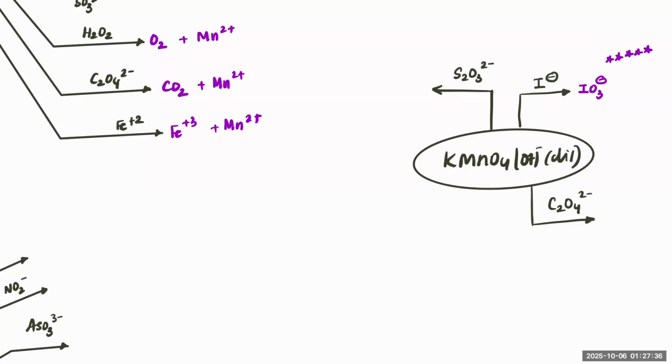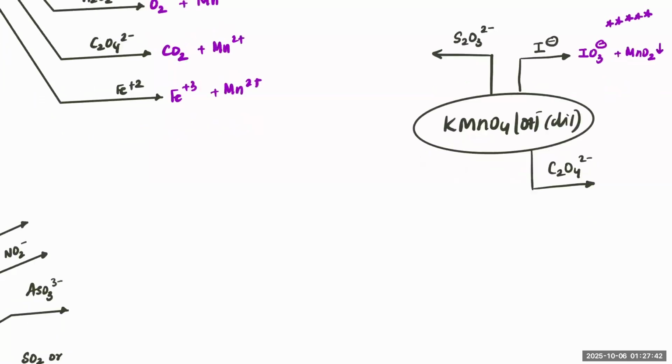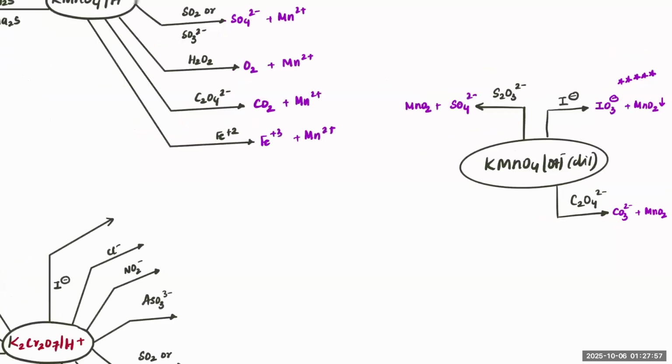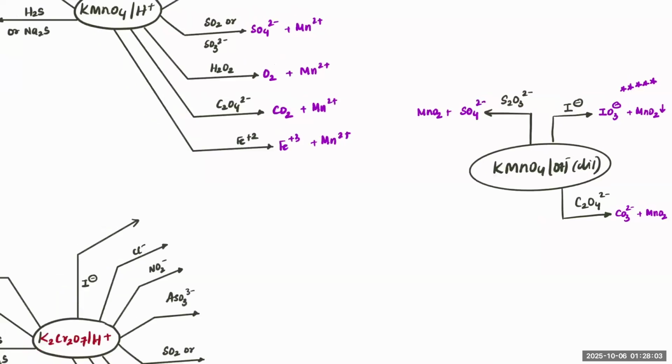And what happens to manganese? It will become MnO2 precipitate, a black brown precipitate. Oxalate will become CO3 2 minus and MnO2. Thiosulfate will become SO4 2 minus completely, and manganese will become MnO2. Okay, these three are the main reactions that you need to remember in basic medium. Got it?